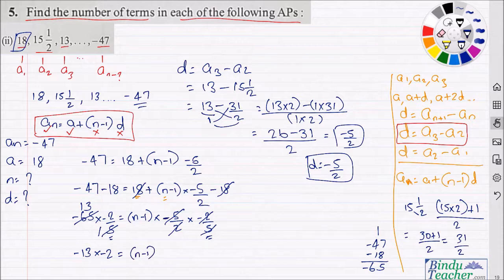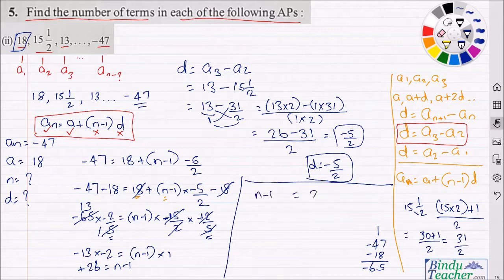Here if you see, we had a minus 1 here and a minus 1. So minus into minus 1 equal to plus 1. So now continuing this, 2 into 13 we get 26, and minus into minus we get plus, equals n minus 1. So again, let's balance the equation. I will continue the sum here. So I can write n minus 1 equals 26.